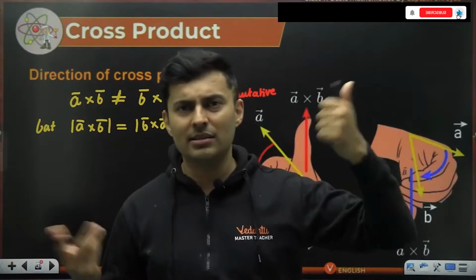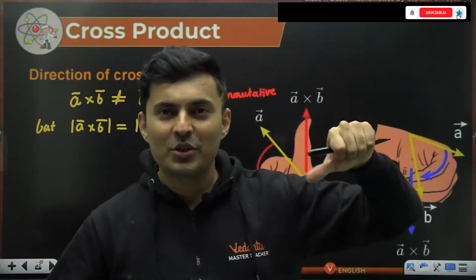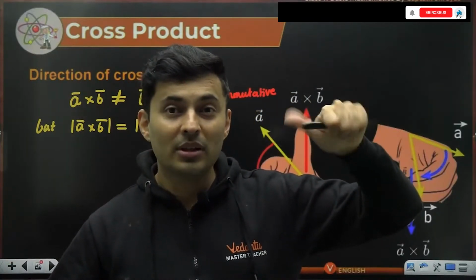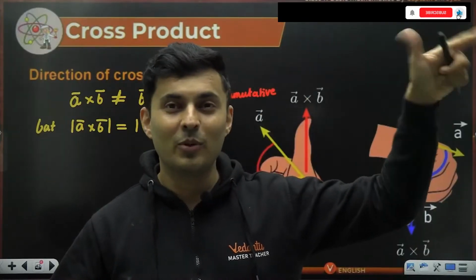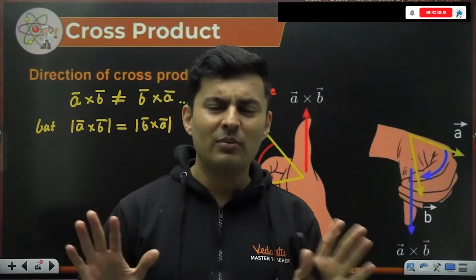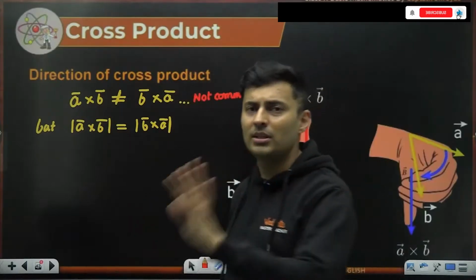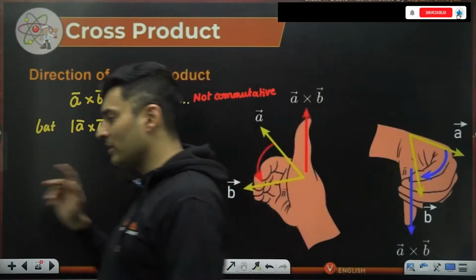Many of you might be righties, some of you might be lefties. So then you might be doing the cross product using the left hand. If you do left hand, you'll get a completely different answer, opposite in direction. So be careful, be mindful. This is just a silly mistake which many students make while using the right hand thumb rule. Always use your right hand.